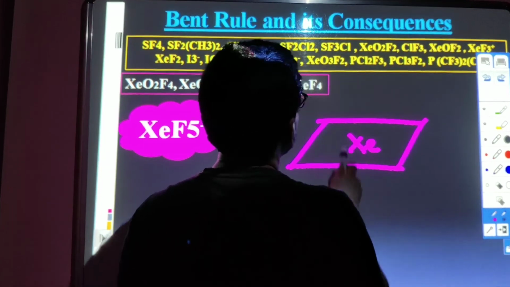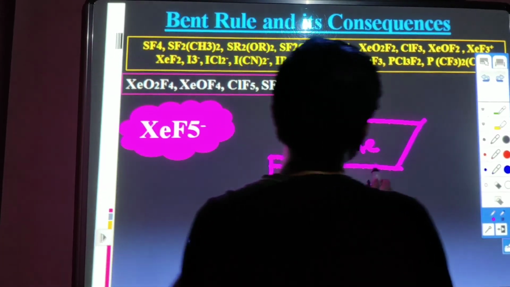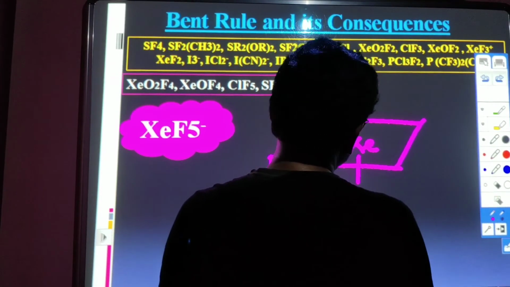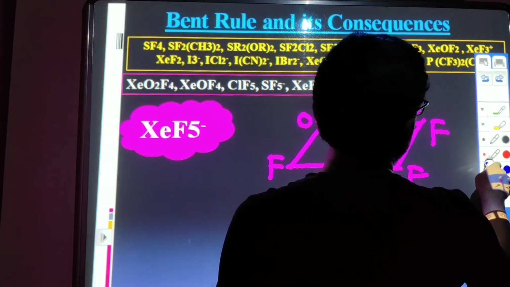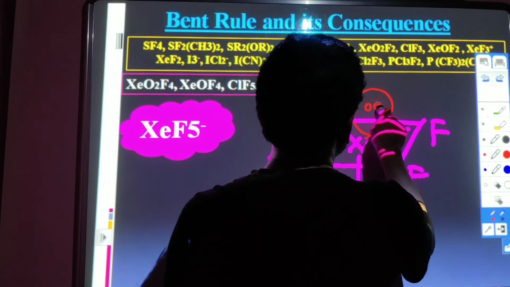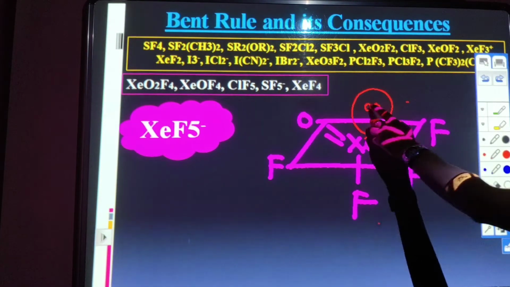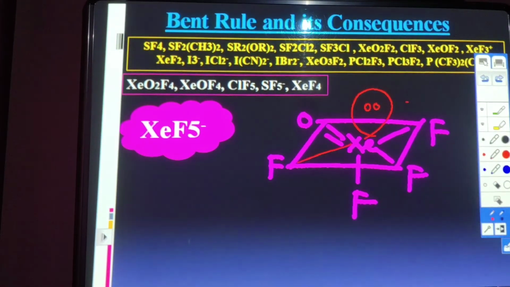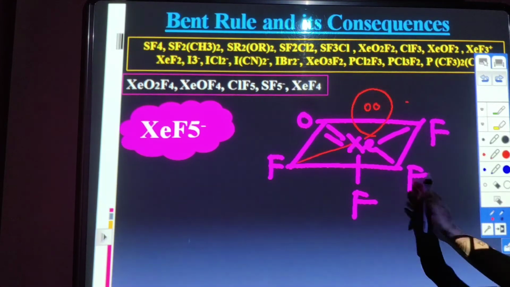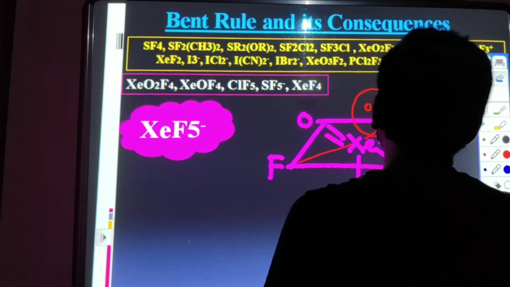Okay, XeO2F2. Double bonded O, F, F, F, and you just put the lone pair here. See here, all the 1, 2, 3, 4, 5, 6, 7, 8. Here all the angles are the same, so you can put it as per your wish. It won't create any problem.